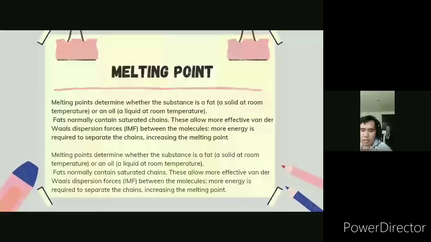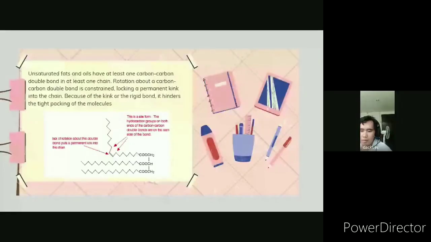Unsaturated fats and oils have at least one carbon double bond in at least one chain. Rotation about a carbon double bond is constrained, creating a permanent kink in the chain, because the kink or rigid bond hinders the tight packing of the molecules. What this means is that as the chain lengthens, it often tends to pack together tightly, but the double bond between two carbons hinders the chain's ability to pack tightly to one another.